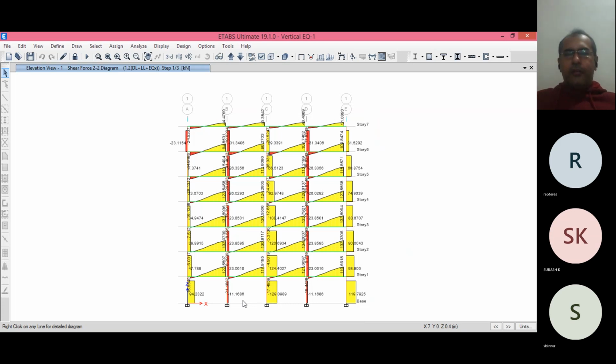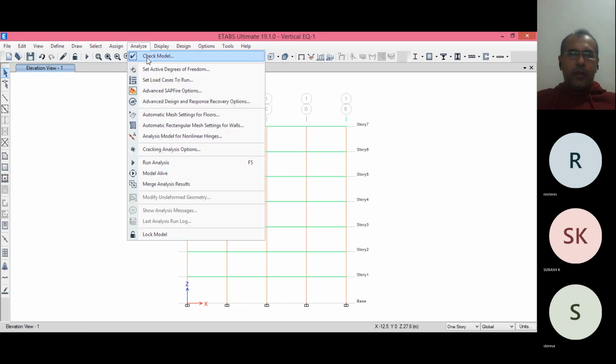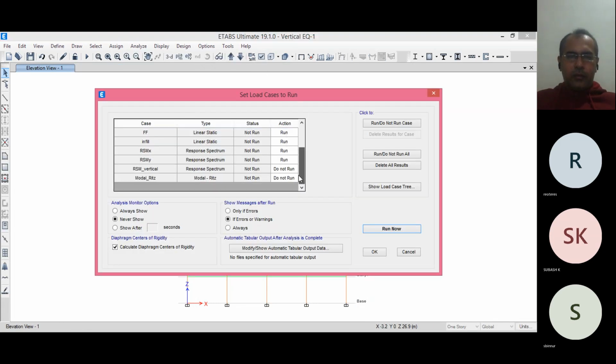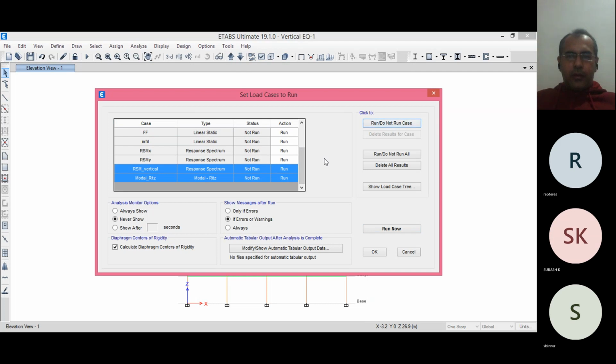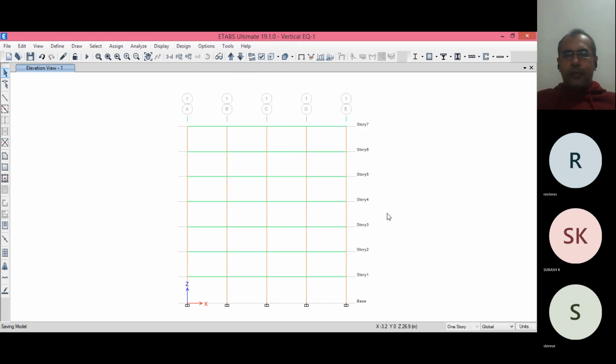So I have noted these three values and I will again unlock this model and go to analyze, set load cases to run, and now I will make it run. So now all load cases will run. This way we can compare what is the change in the bending moment, axial force and the shear force when the vertical earthquake is happening on a regular structure, and no projection is right now provided.